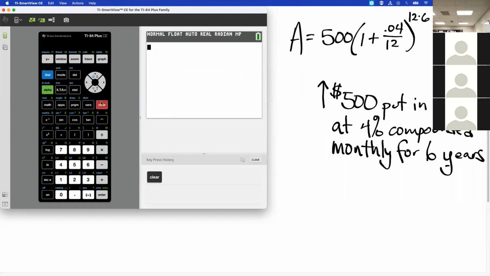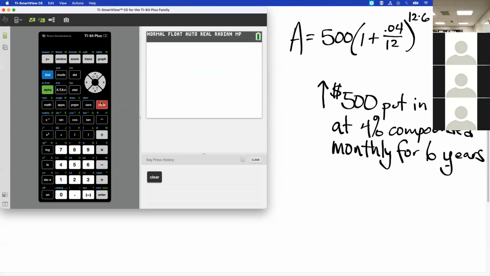Now, we want to type in this formula, the 500 times 1 plus 0.04 divided by 12 to the power of 12 times 6. And this formula would have been this information. So if you were told that you started with $500, you put it in some kind of bank account where you get 4% compounded interest, and it's compounded monthly for 6 years. So this is a sample problem like you guys probably have.